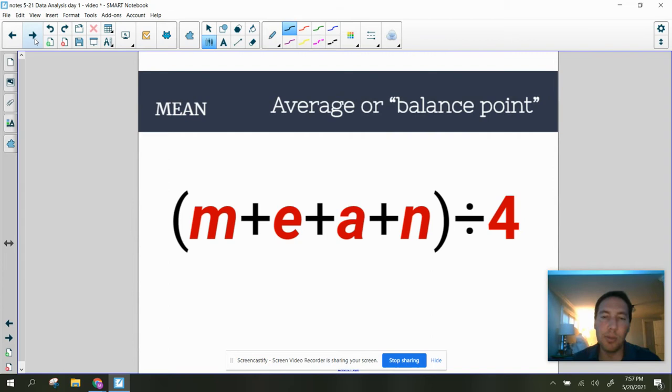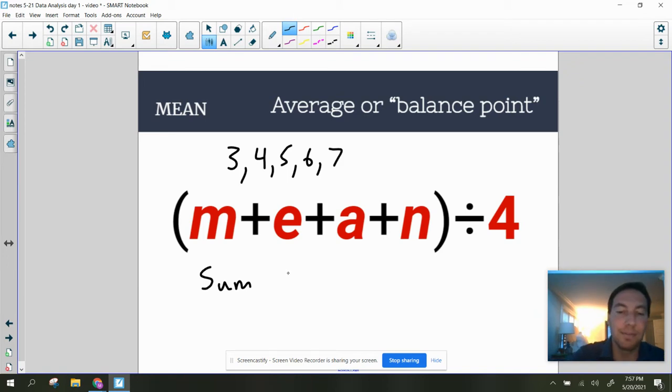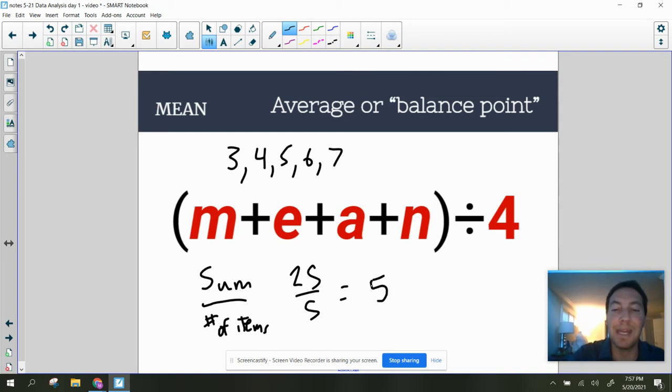The one that you probably learned when you were little is the mean, the average. You've got a bunch of numbers: 3, 4, 5, 6, 7. To find the average of those numbers, you add them up. You find the sum, which in this case is 25. You divide it by the number of items you're averaging, which in this case is 5. And the mean would be 5. The mean is just finding the average that you probably learned about when you were younger. Add up all the numbers, divide by how many you have.